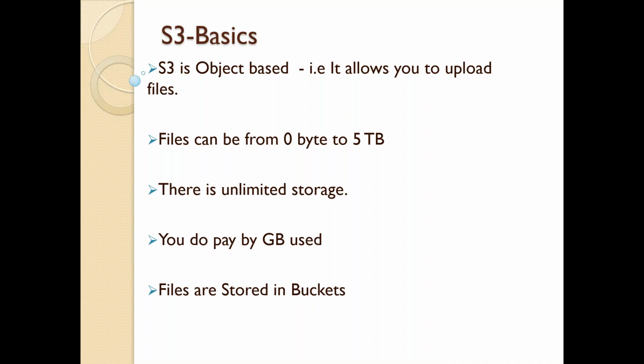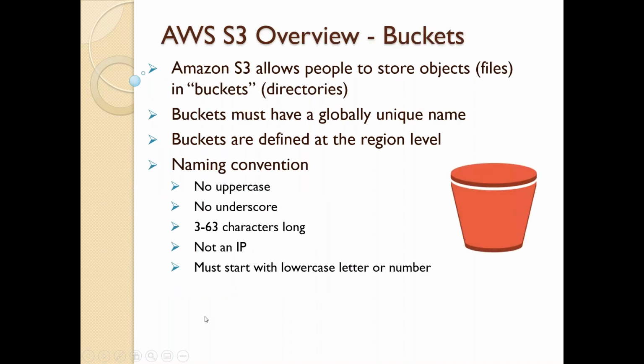Files are stored in a place called buckets. Think of this as a directory, and they call them buckets here. So S3 allows people to store objects and files in buckets. Buckets must have a globally unique name, and this particular S3 service is a global service. We know EC2 was a regional service, and this one is a global service. That is why a bucket must have a unique name. So no two buckets can have the same name in the world.